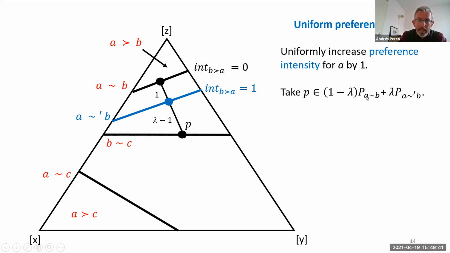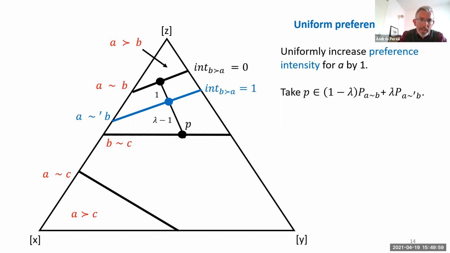Oh, by the way, P_A,B means a set of beliefs where you are indifferent between A and B under the original preference relation. And this here would be the set of beliefs where you are indifferent between A and B under the new conditional preference relation, where you have uniformly increased the preference for A.